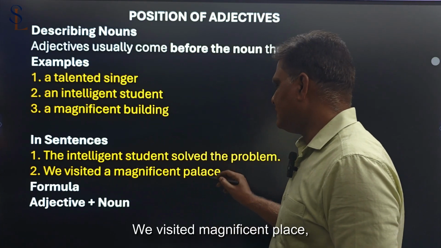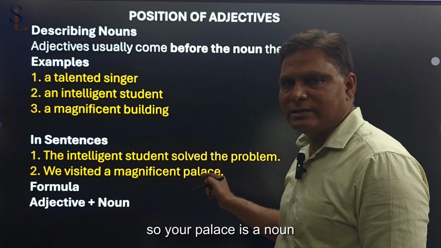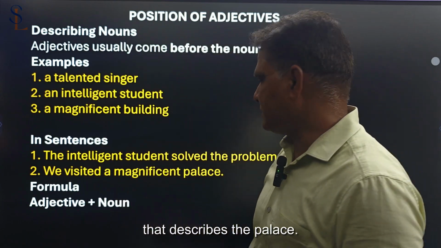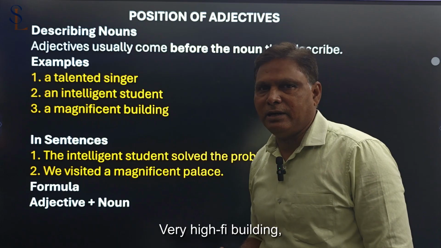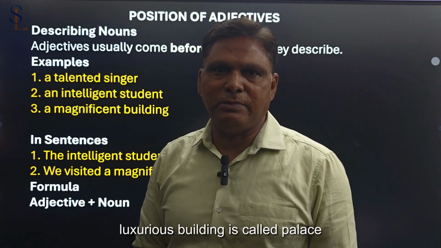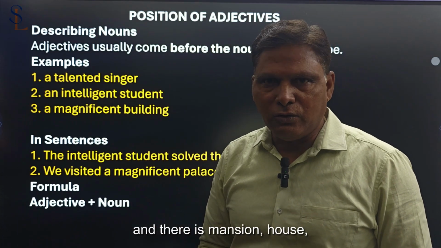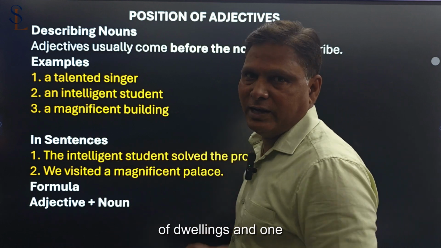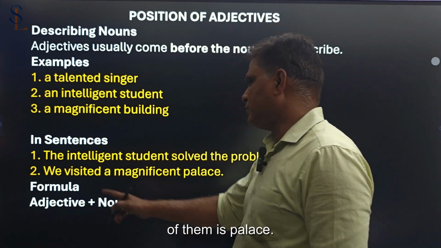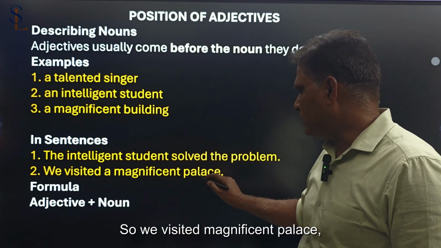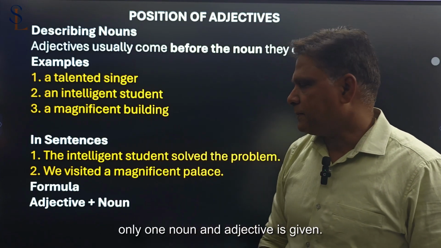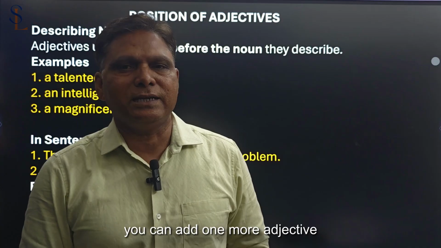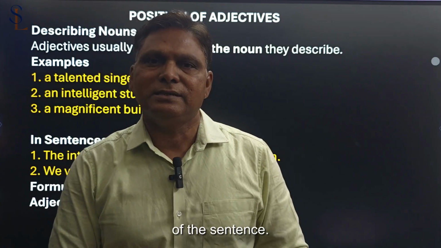We visited a magnificent palace. So palace is a noun and magnificent is an adjective that describes the palace. What is a palace? Very hi-fi building, very lavish building, luxurious building is called palace, and there is mansion, house, hut, building, apartment, flat, villa. There are so many types of dwellings, and one of them is palace. So the formula is adjective plus noun. Whenever there is a noun, you can add one more adjective and you can expand the meaning of the sentence.